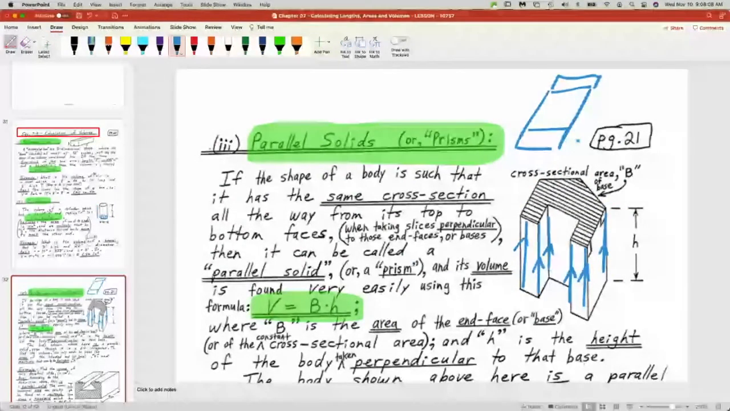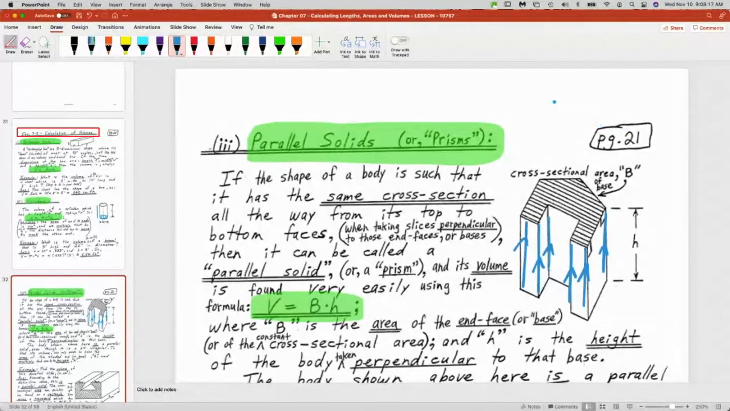Whether it's slanted or vertical, the volume is the same. It doesn't matter if the solid is slanted or vertical, you'll have the same volume. So ultimately what you want to do here is take the area of the base. You want this area here, which they call B, and you want to multiply it by the height. So that's what the formula is here: the base times the height.